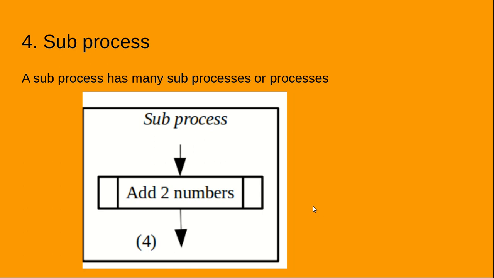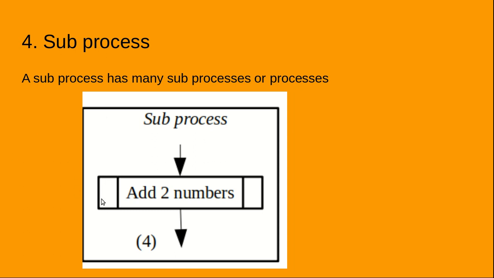Sub-process. A sub-process has many sub-processes or processes. That means this is add two numbers. Add two numbers means there are several other steps. You have to input two numbers and add and print output. So it shrinks to this sub-process.